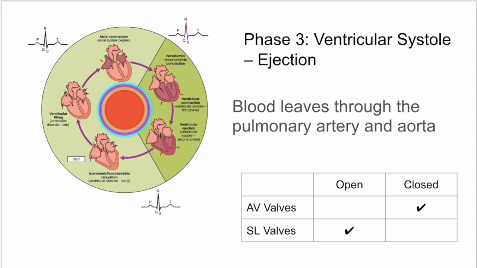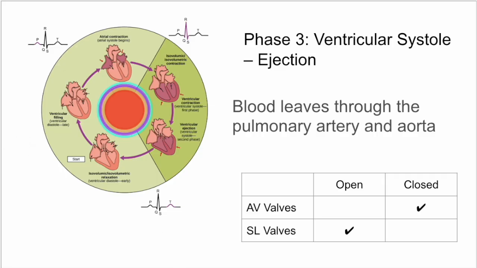The next part of ventricular systole is going to be the ejection phase. So this is when blood leaves the heart through the pulmonary arteries and the aorta, right? So as pressure rises, the pressure in the ventricles is going to push against the semilunar valves and open those valves up. And that's what allows blood to leave the heart.